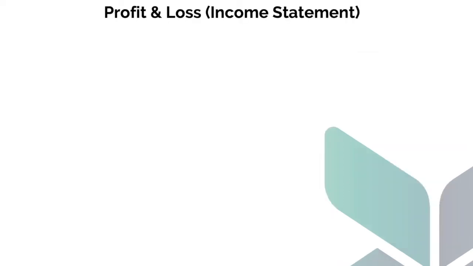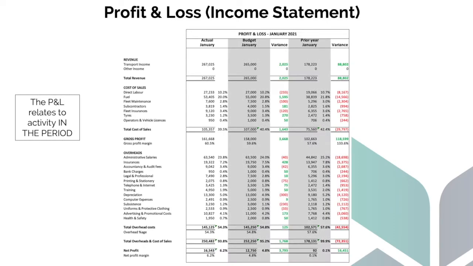So let's look at the P&L, or profit and loss, also known as the income statement, in a bit more detail. So this is the same P&L we just looked at. And it's important to recognize what the three statements represent. So the P&L relates to activity in the period. So this period is January 2021. You could also have a year to date for 2021. So if we're in June and you're looking at a year to date, then that would be the period of January to June 2021.